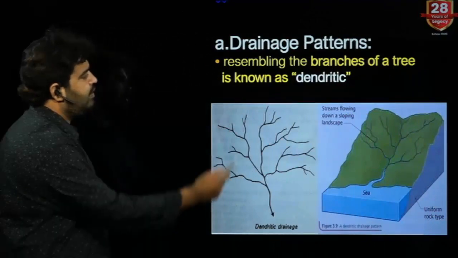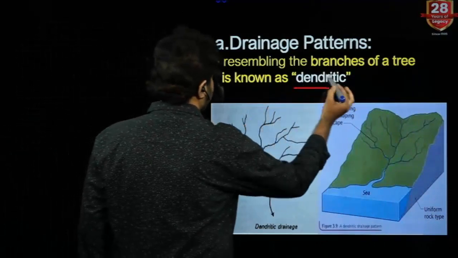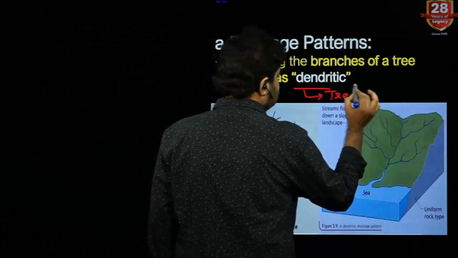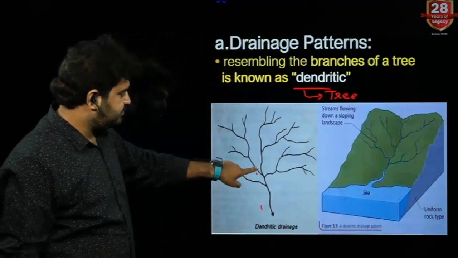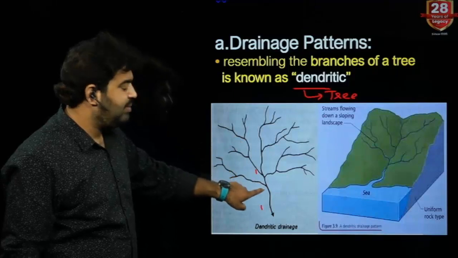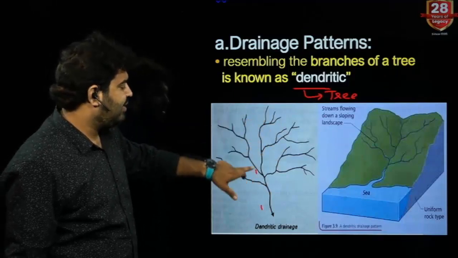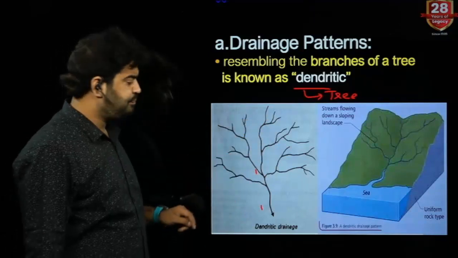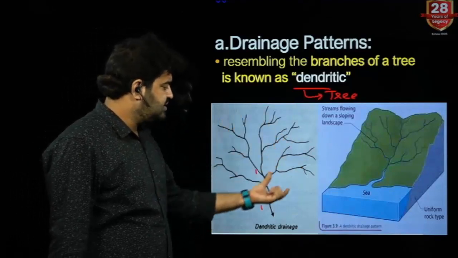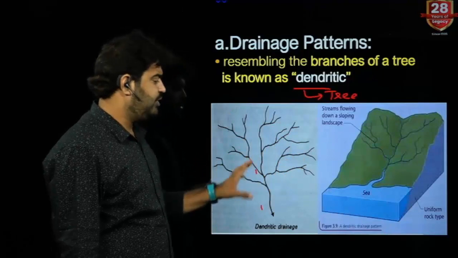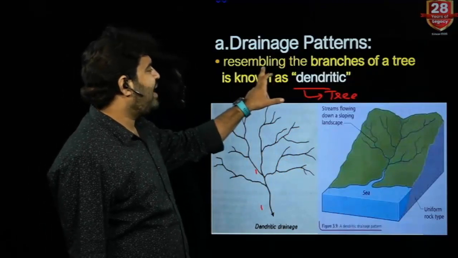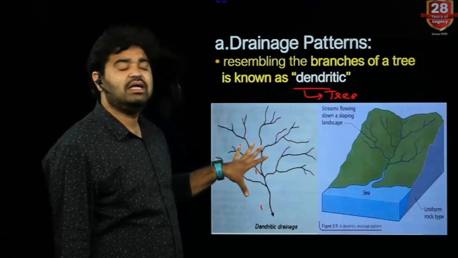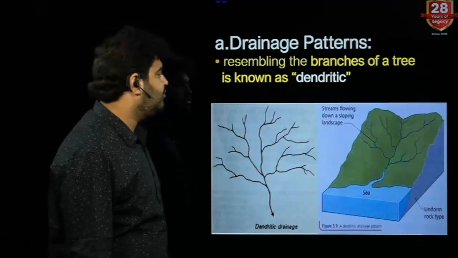First one, dendritic pattern. The meaning of dendritic is tree. So when the main river and the tributaries are joining the main river, the scene will appear like tree branches. See, it appears to be a tree. Tributaries are joining the main river. In overall, the image of the river basin appears to be a tree. So dendritic pattern means the pattern resembles the branches of a tree. When the river basin resembles the branches of a tree, such a pattern is called dendritic pattern.